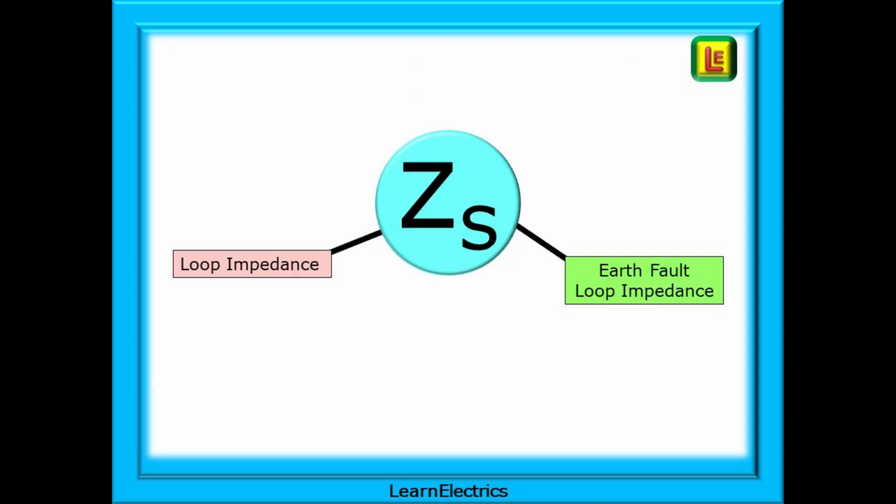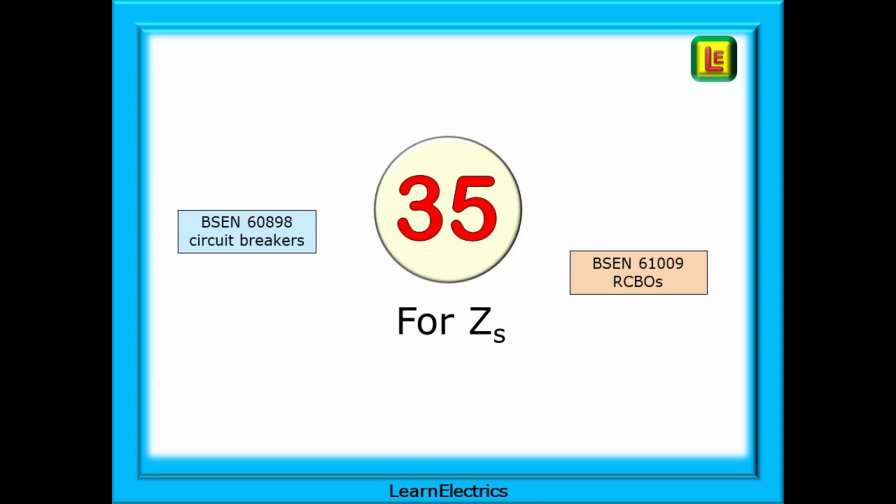Let's move on to ZS now, sometimes called loop impedance and more properly earth fault loop impedance, and this is measured between the phase and CPC wires. This will use the magic number 35 and works for ZS for BS-EN 60898 circuit breakers and BS-EN 61009 RCBOs.